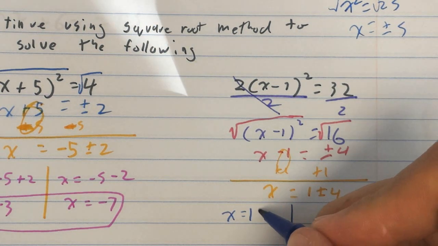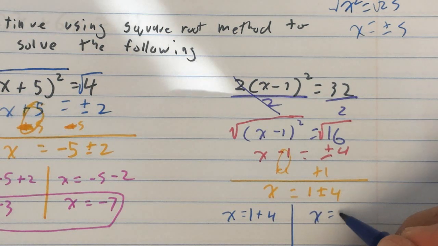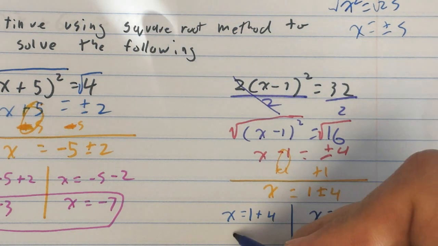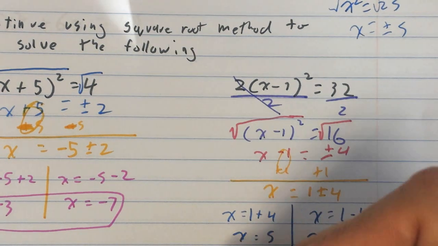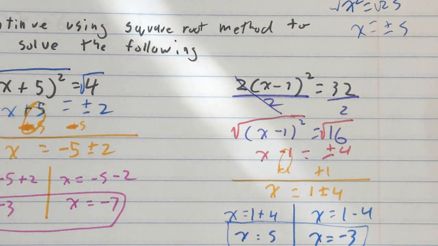x is equal to 1 plus 4, x is equal to 1 minus 4. x is equal to 5, or x is equal to negative 3. Those are my two solutions right there.